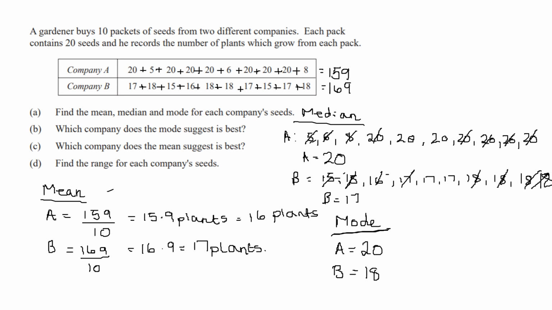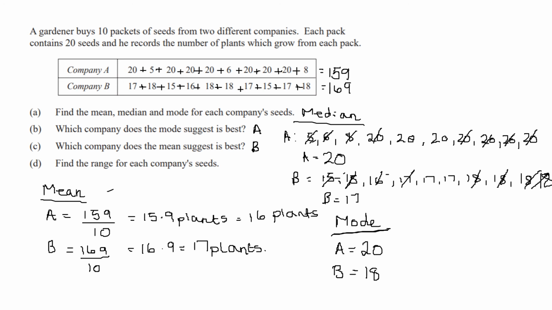Now, which company does the mode suggest is best? Well, the mode is higher for A, so that would suggest that on average you're going to grow a greater number of plants from each pack from company A. However, question C asks us, which company does the mean suggest is best? Now the mean for company B is greater, so the mean would suggest that you can grow more plants from the seeds of company B. So that one suggests that company B is better.